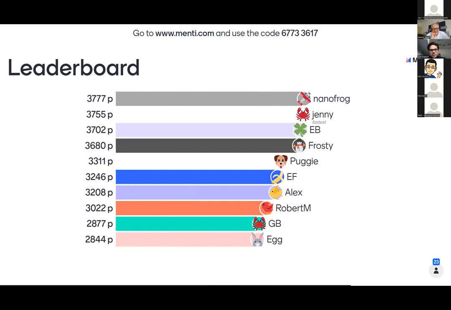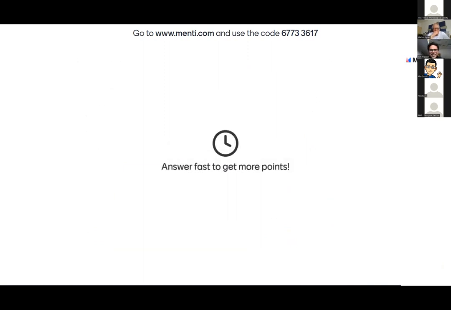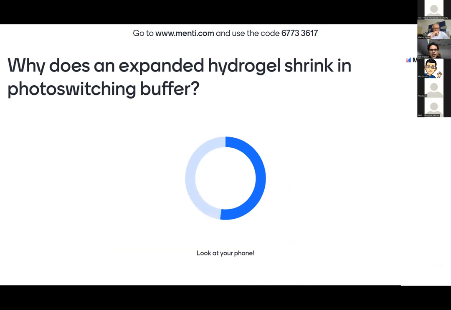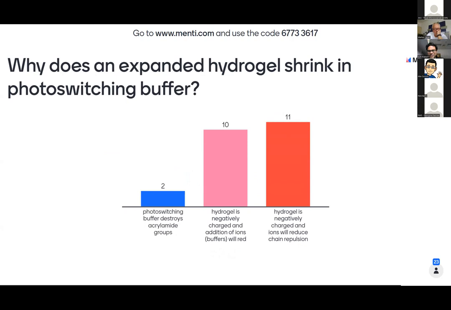NanoFrog, GB, Frosty, and Jenny has come into the race now. So the last question, please answer fast. It's touch and go. Why does an expanded hydrogel shrink in photo-switching buffer? Photo-switching buffer destroys acrylamide groups. Hydrogel is negatively charged, and the addition of ions... Oh, sorry for this. This got cut off because our answers only have a limit of 200 characters or something. So sorry if the second option was not displayed correctly; the full version said the charge is reduced.